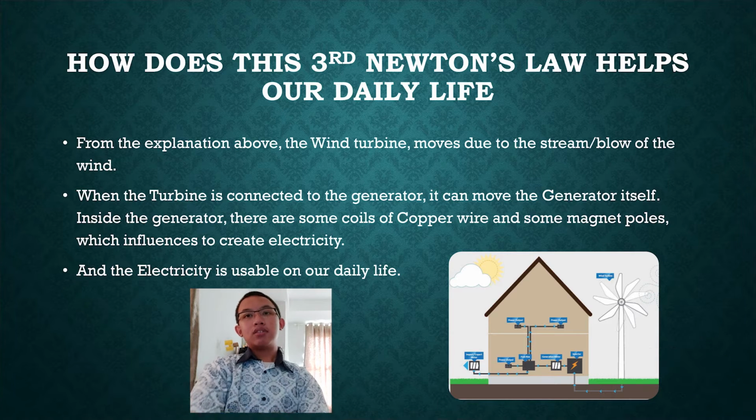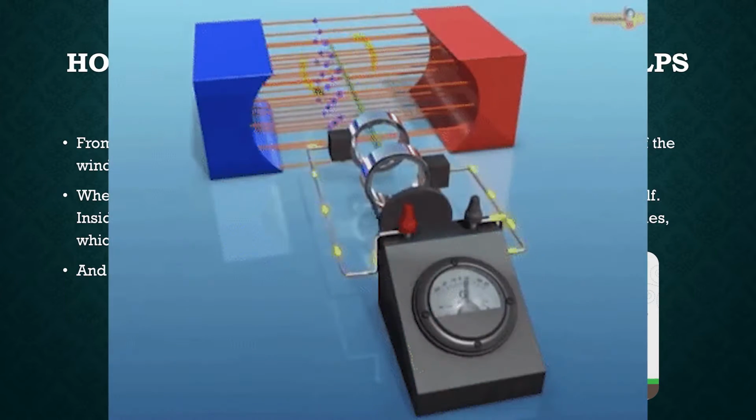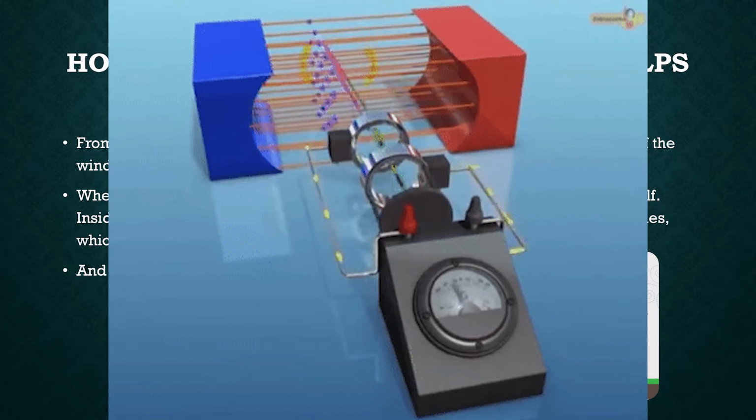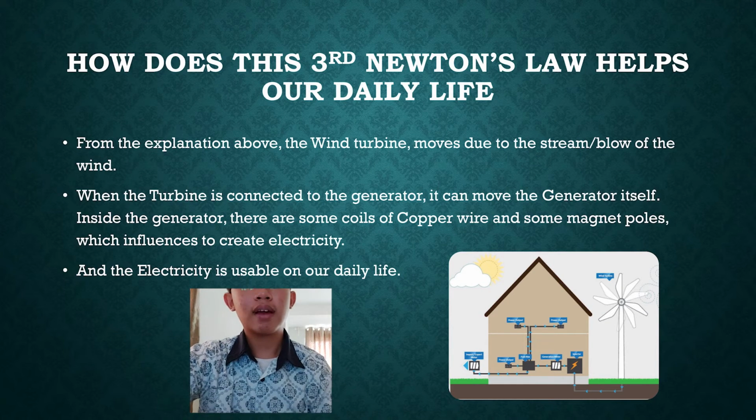How does this third Newton's law help our daily life? From the explanation above, the wind turbine moves with the stream blow of the wind. When the turbine is connected to the generator, it can move the generator itself. Inside the generator, there are some coils of copper wire and some magnet poles, which influence the magnetic field to create electricity. And the electricity is usable in our daily life. So this is one example of the diagram.